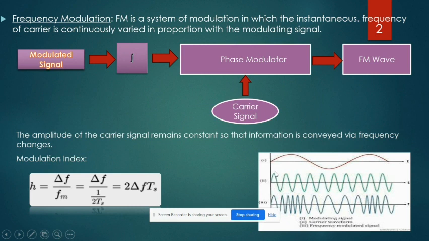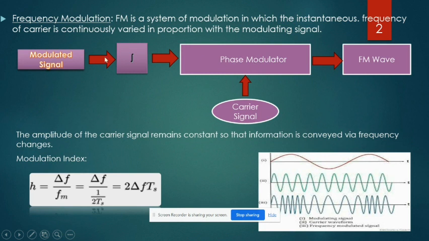In this image, we can see that the first one is a modulating signal, the second one is a carrier signal, and the last is a frequency modulated signal. Here we can see that the amplitude of the carrier signal is the same in the frequency modulated signal. Only the frequency of the carrier signal is changed with the modulating signal. The amplitude of the carrier signal remains constant, so the information is conveyed via frequency changes.